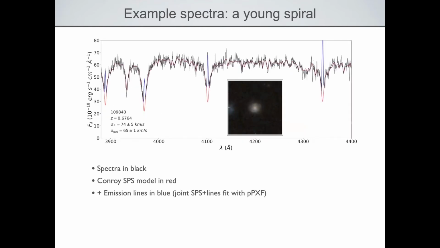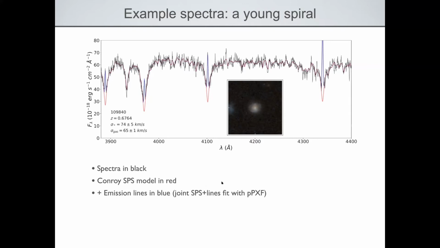So here's one of the bluest galaxies in the sample. We still see all the absorption features, even though they're weaker. And here it's very nicely illustrated how we separate the emission line light from ionized gas from the stellar population light. And that works thanks to the high spectral resolution. So that's a joint SPS and emission line fit, also done with pPXF. So I have this for thousands of galaxies.